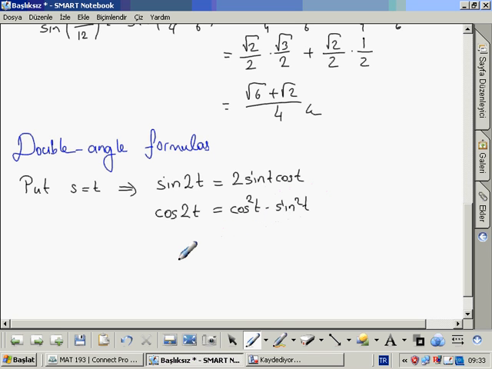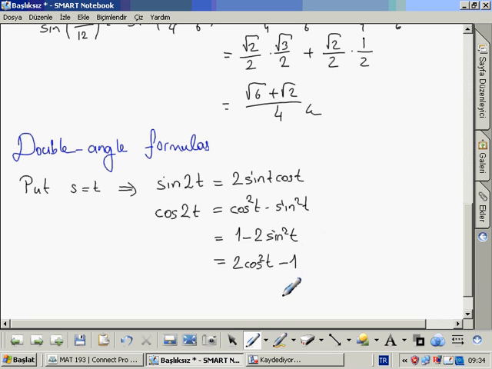or, if you know sine square t plus cosine square t equals 1, it was the Ömer Hayyam equation, as you know, from the previous page, you can put the cosine square t value and you will obtain 1 minus 2 sine square t, or you will obtain 2 cosine square t minus 1.